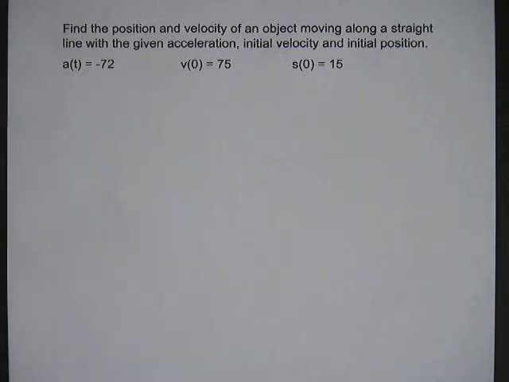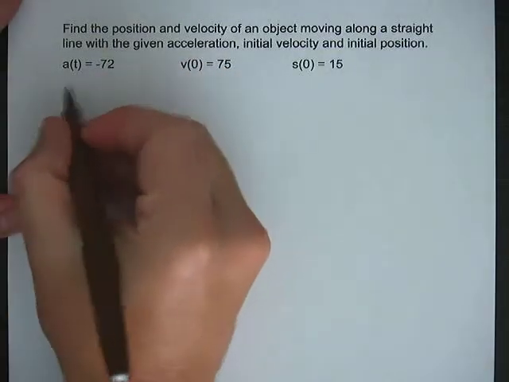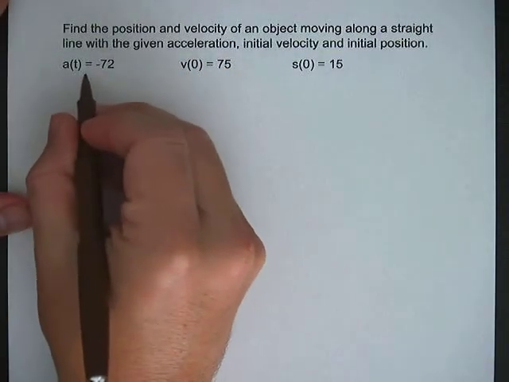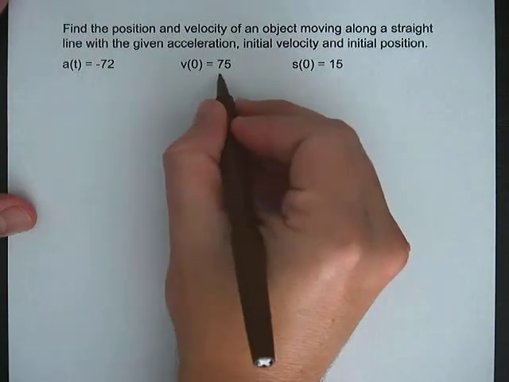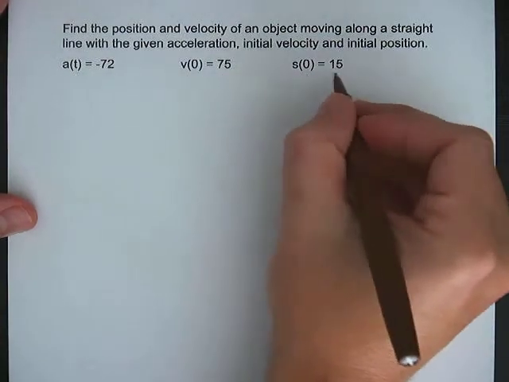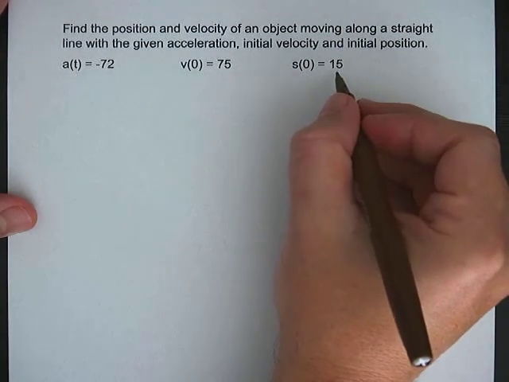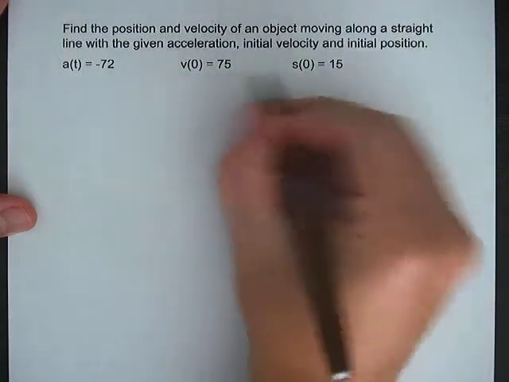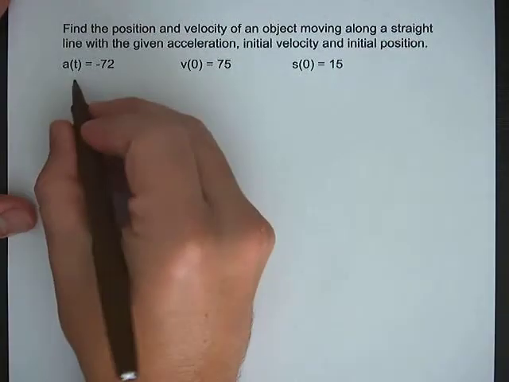For this problem, we're asked to find the position and velocity of an object moving along a straight line with the given acceleration, initial velocity, and initial position. Our acceleration function is a of t equals negative 72. Our initial velocity is 75, and our initial position is 15.